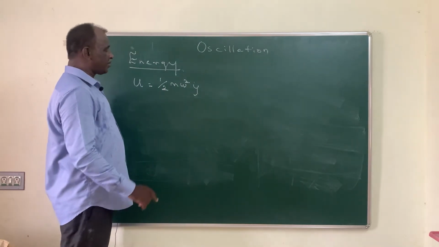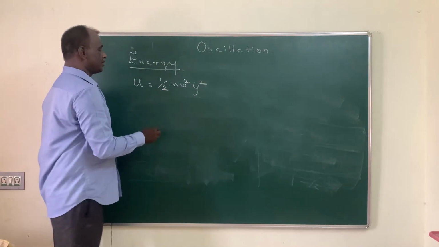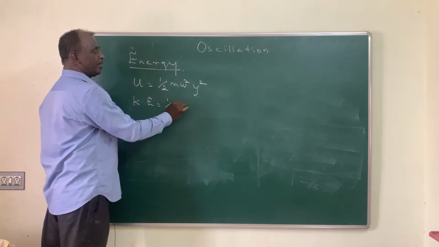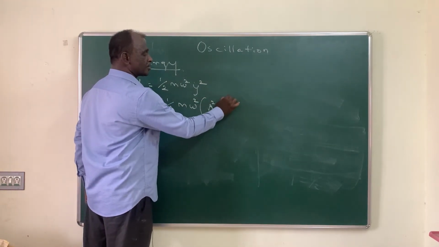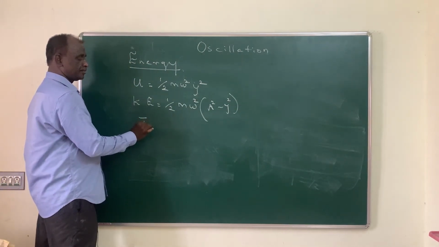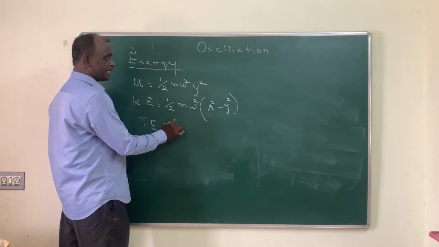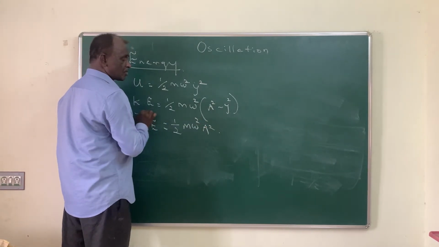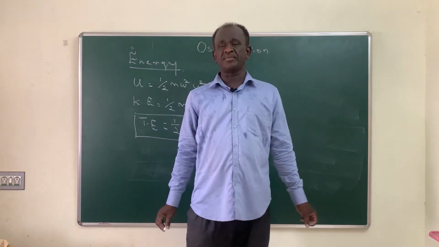The potential energy of the particle is given by U equal to half m omega square y square, while the kinetic energy is given by half into m into omega square into a square minus y square. So the total energy is the summation of potential energy as well as kinetic energy. As a result, what we get is half into m into omega square into a square. This is an expression for the total energy of a particle that executes simple harmonic motion.